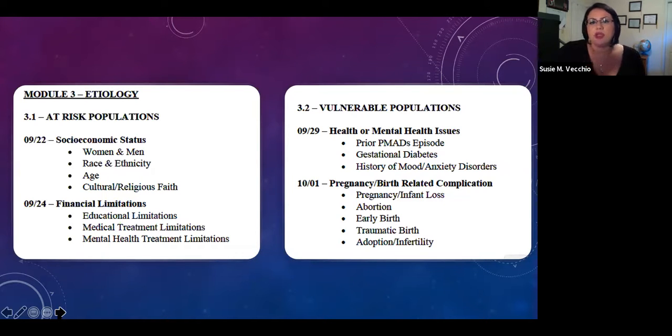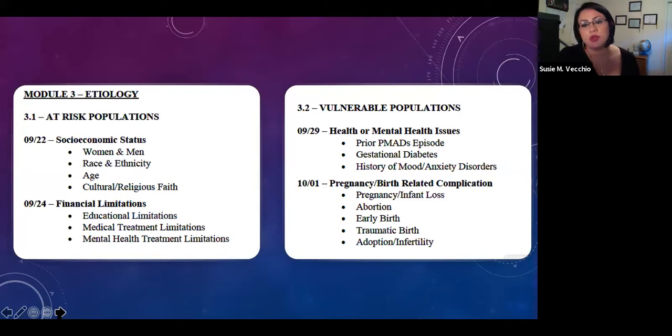And so when we look at vulnerable populations, it's important to be able to identify if there's been a prior history of a perinatal mood and anxiety disorder, if the person has experienced any kind of complications throughout their pregnancy, and if there was a prior history of mood or anxiety disorders prior to becoming pregnant. And then we also look at the populations that have had birth-related complications. So there we look at pregnancy loss or infant loss at birth.